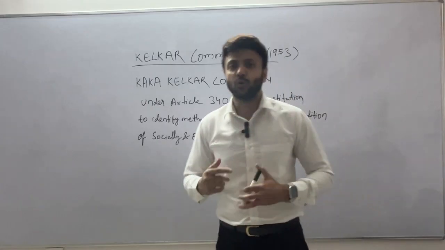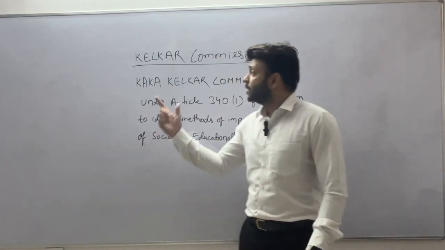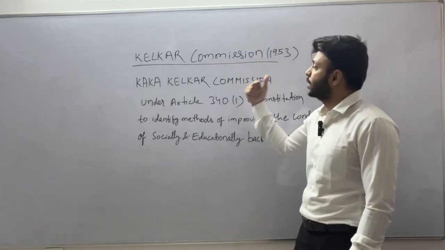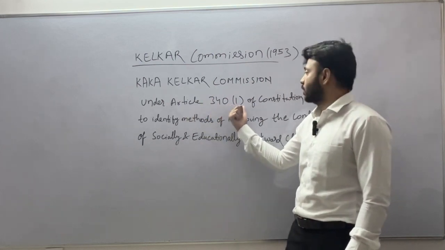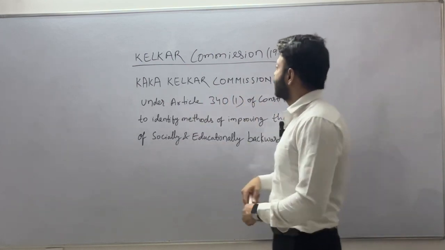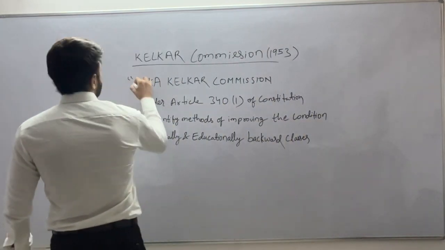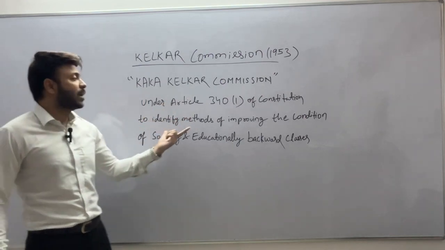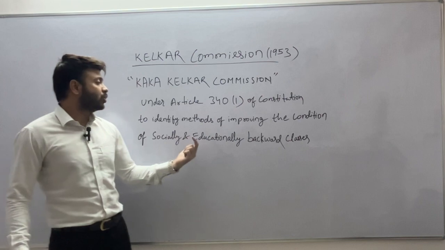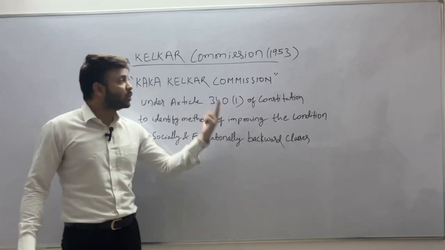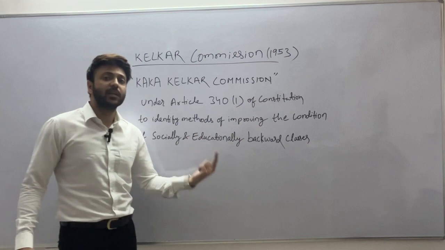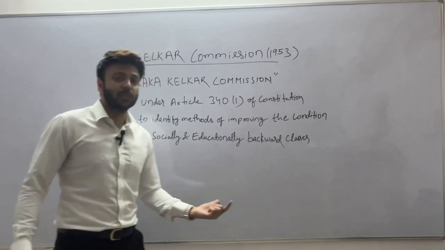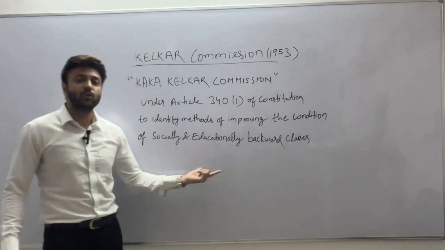Let us understand the chronology. आप chronology समझिए. सबसे पहले Kelkar Commission was appointed in 1953 under Article 340, Clause 1 of the Indian Constitution. This Kelkar Commission was popularly known as Kaka Kelkar Commission. This commission was set up to identify methods of improving the conditions of socially and educationally backward classes. This was the first ever commission which was set up to identify the socially and educationally backward classes and also to identify the solutions for the upliftment of socially and educationally backward classes.